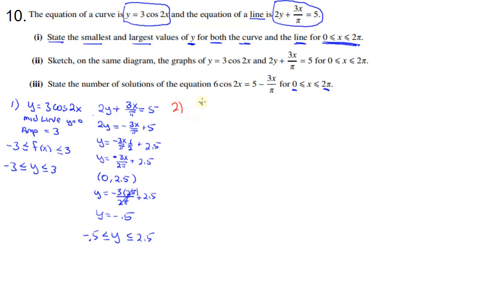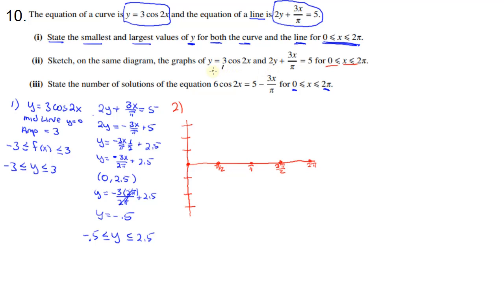So now in part 2, it says sketch on the same diagram both these graphs. Okay, so I know how big the one has to be. The y's have to be plus or minus 3, and the other one is going to go to 2.5. So I'm going to go ahead and put together this graph. I'm going to put my points, pi over 2, pi, 3 pi over 2, and 2 pi. And I'm going to go 1, 2, 3, and negative 1, 2, 3. And so I'm going to plot my points.